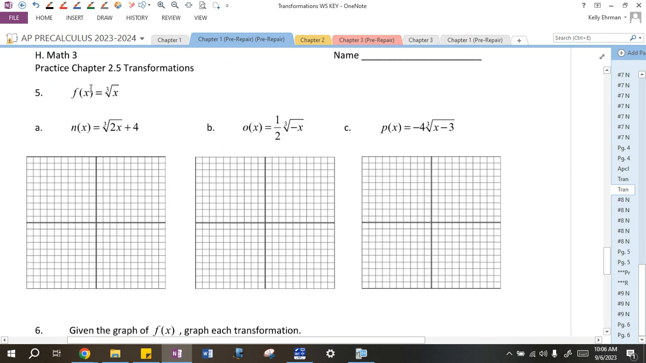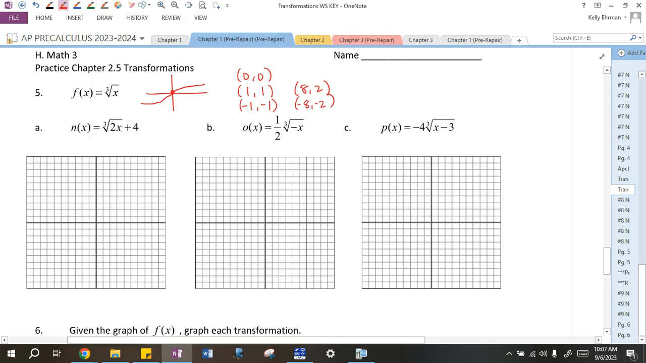Cube root graph. Now, I didn't have this in our original parent functions, but the cube root graph is just the inverse of the cubic graph. So if we think about nice points on this one, this is the one that looks like this. So the original points are 0, 0, 1; cube root of 1 is 1, cube root of negative 1 is negative 1, cube root of 8 is 2, cube root of negative 8 is negative 2.